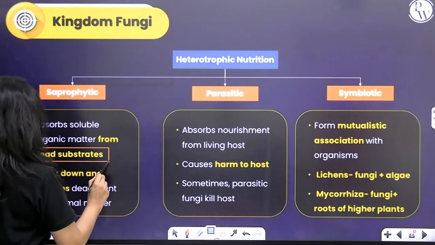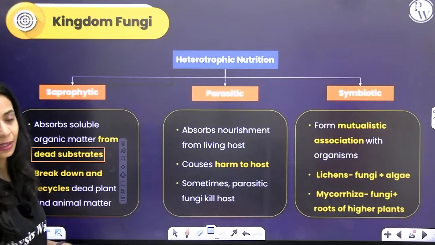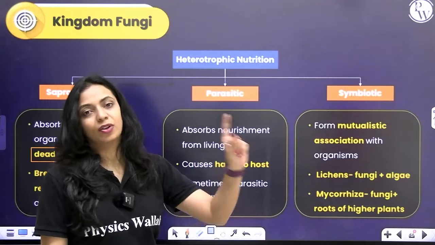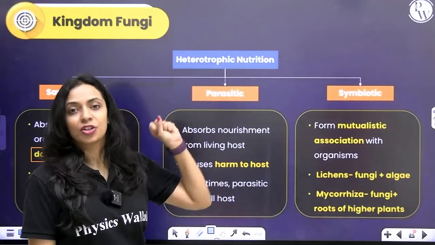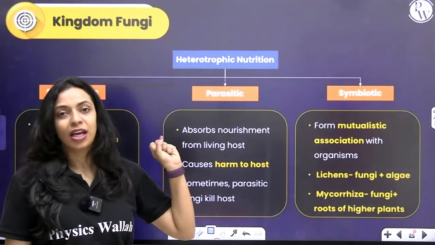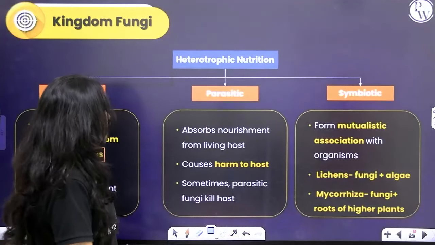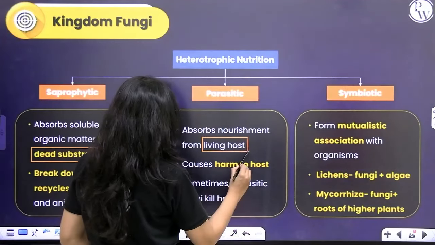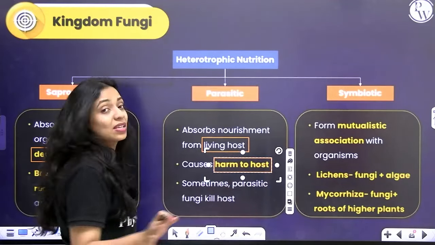These are important because they break down organic matter and help in its recycling. Parasitic means they depend on another organism that is living. It will parasitize it and derive nourishment from that organism. Sometimes because it is a parasite, it will cause diseases in plants and animals. So it absorbs nourishment from a living host. It causes harm to the host. It could sometimes even kill the host.